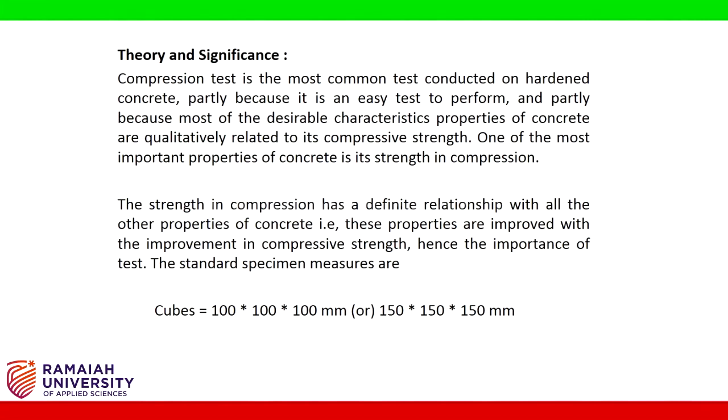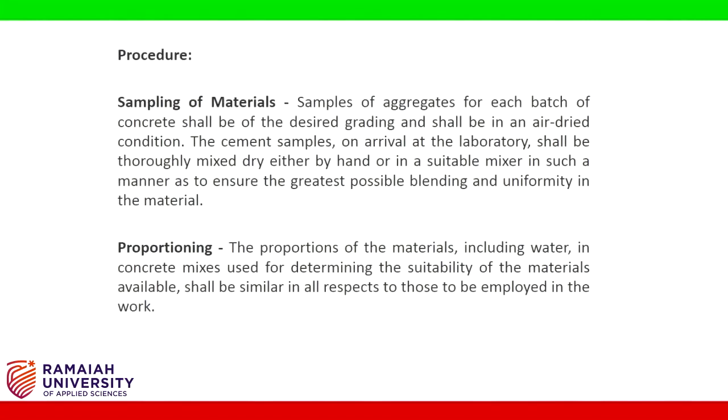The standard specimen measures are cubes 100 x 100 x 100 mm or 150 x 150 x 150 mm. Procedure: sampling of materials. Samples of aggregates for each batch of concrete shall be of the desired grading and shall be in an air-dried condition. The cement samples on arrival at the laboratory shall be thoroughly mixed dry either by hand or in a suitable mixer in such a manner as to ensure the greatest possible blending and uniformity in the material.